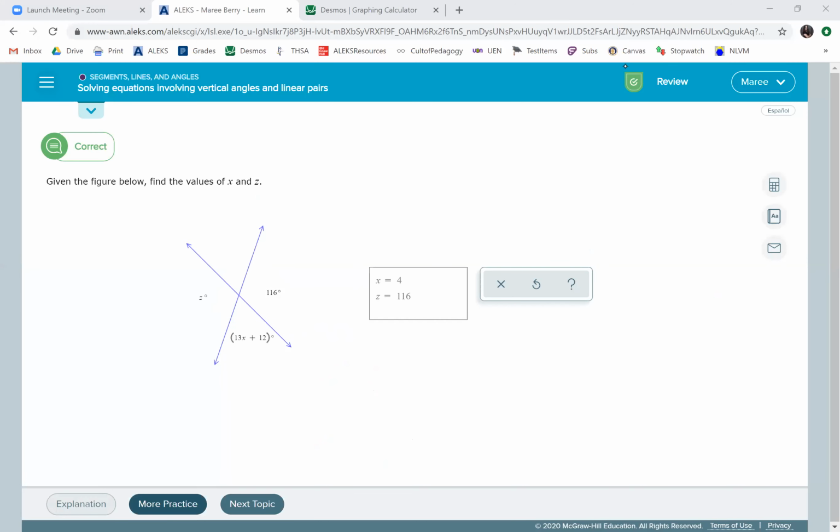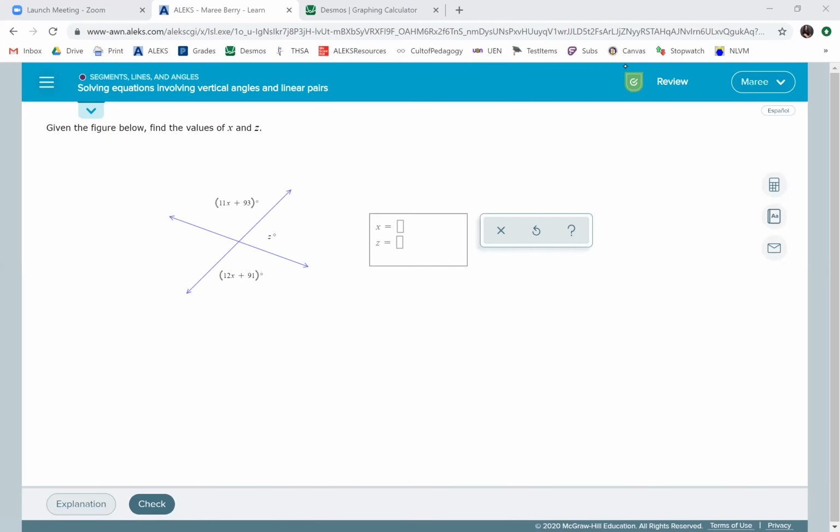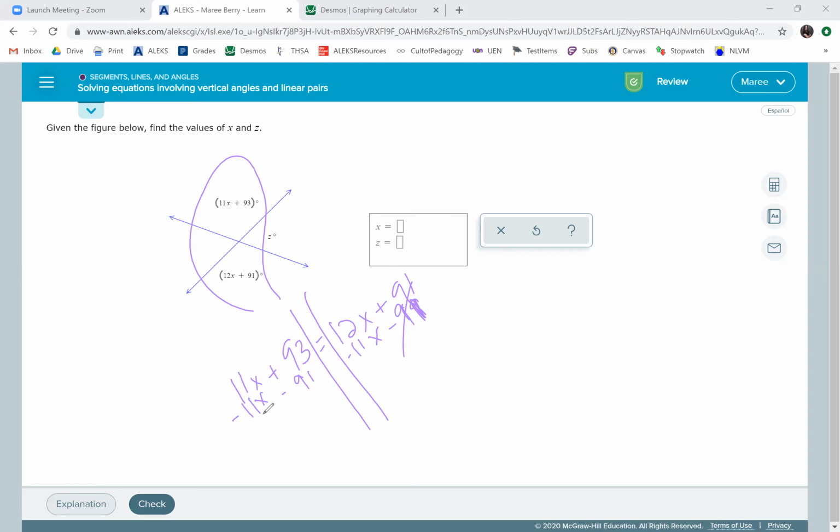Okay, we're going to do another one because I know there were some that were a little tricky, here we go. These are ones where these two are equal to each other. So when we do 11x plus 93, that's going to equal 12x plus 91. So I'm going to start by subtracting 11x from both sides and subtracting 91. That'll get rid of this and that. So we'll have x equals 93 minus 91 is 2. So x equals 2. Then we have to plug that x into one of those.